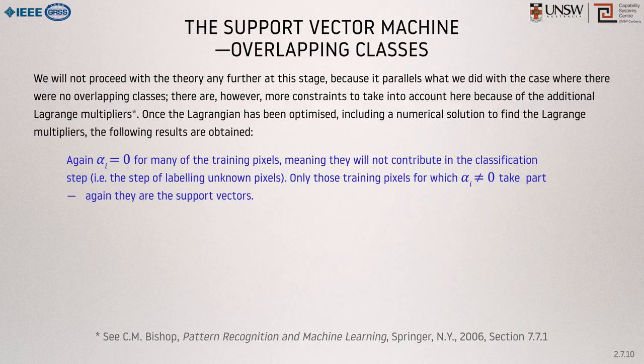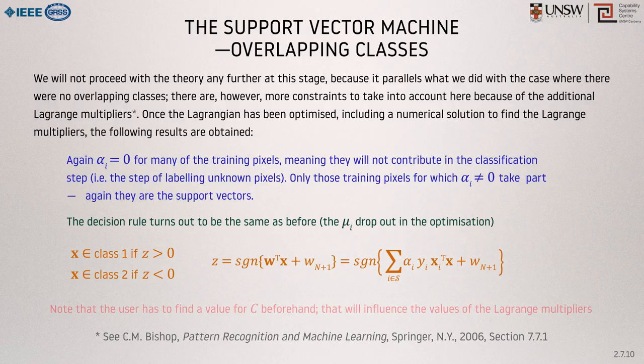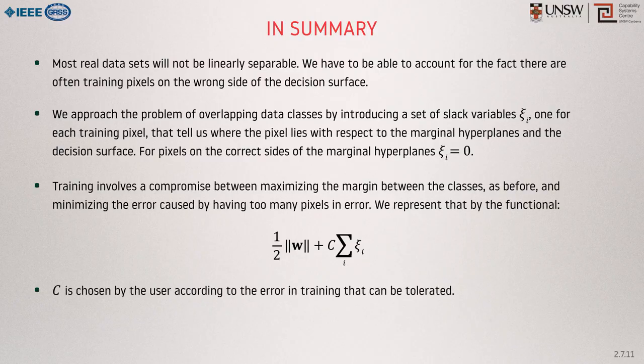But once a value is given for C, the numerical solutions produce the required set of alpha subscript i. The decision rule stays the same as before, but the alpha subscript i will now not be optimal for a maximum margin, but will reflect the compromise between maximizing the margin and minimizing the error due to overlapping training pixels. Effectively, what we are trying to do with the slack variable approach is to recognize that there will be a decision surface which is the best choice in terms of minimizing classification error caused by overlapping pixels.